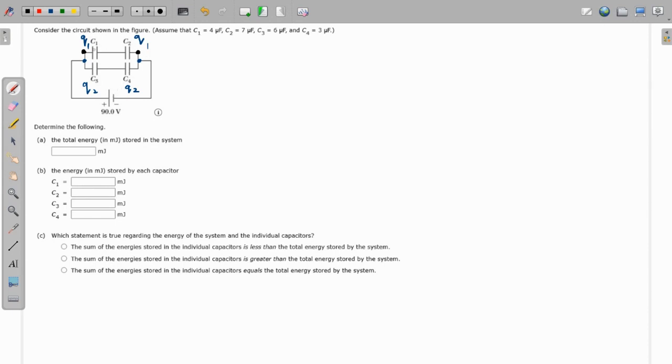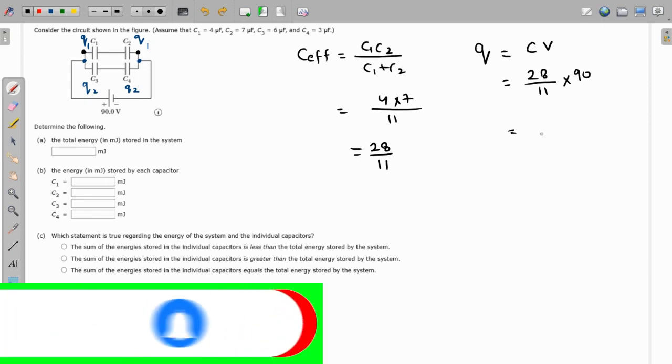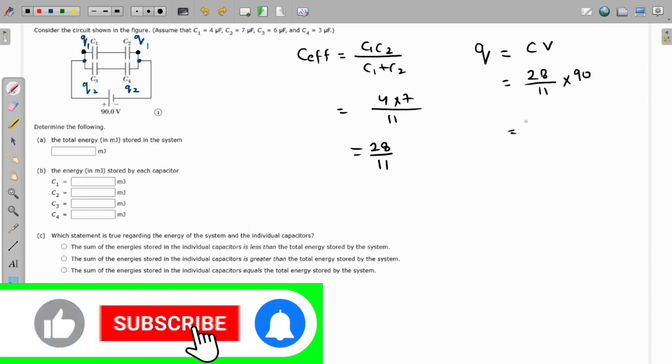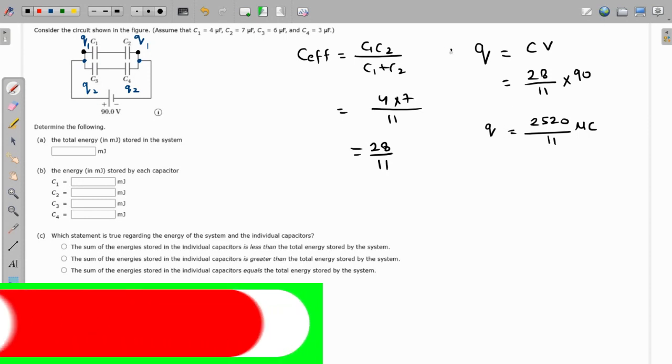So can we say what their effective capacitance will be? That will be C1 C2 over C1 plus C2 because they are in series. So that is 4 times 7 over 4 plus 7, which is 11, so that will be 28 over 11. What will be the charge? Charge is going to be CV. C is 28 over 11 and V is 90. Remember the capacitance is in microfarad, so we'll just carry the micro sign. So that is 90 times 28, which is 2520 over 11 microcoulomb. This is the charge.